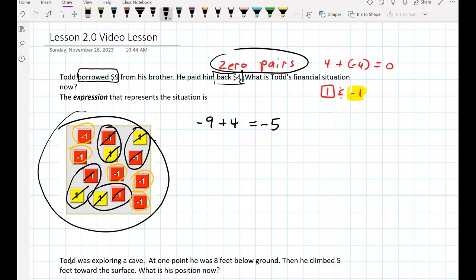5 negatives. And what does that mean for Todd's situation? Well, that means that Todd still owes his brother $5. And we used algebra tiles to figure that out. All right, let's move on to the next question.